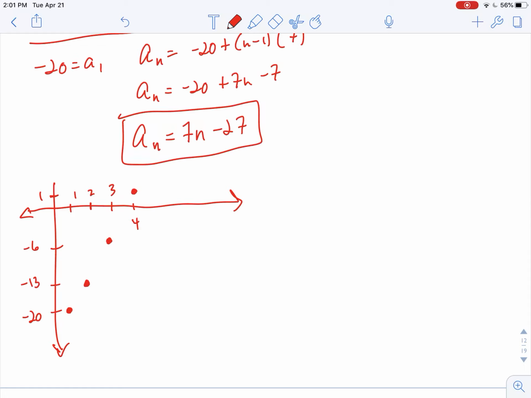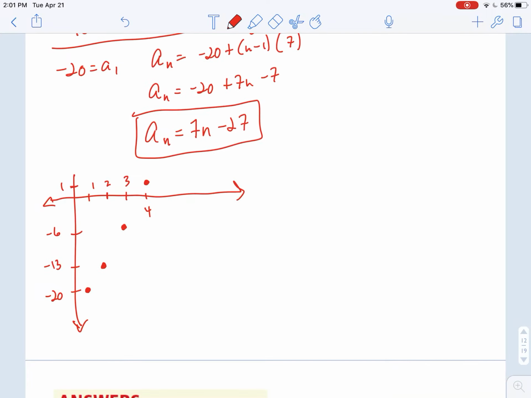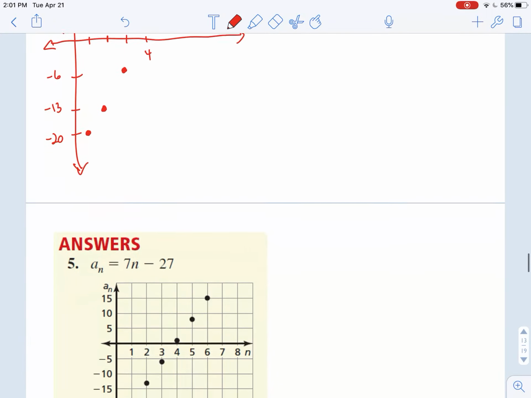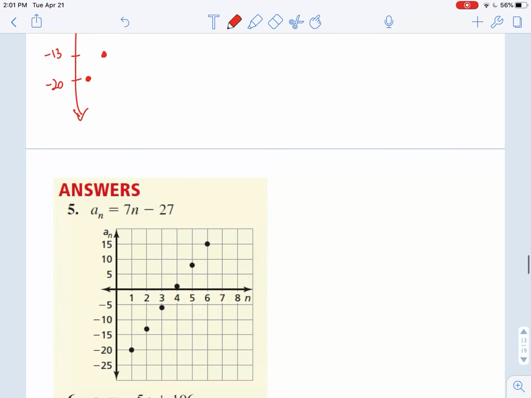All right, so I hope that helped. I hope you learned a little bit about writing the nth term for an arithmetic sequence. And I'll go ahead and show you the answer here. That's the answer they gave for that problem. And always, if you have questions, please ask.